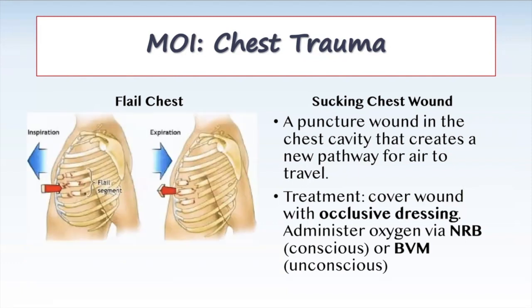A sucking chest wound is due to penetrative trauma that creates a hole in the chest cavity for air to travel into and out of. For a patient with a sucking chest wound, cover it with an occlusive dressing. Do not try to remove any objects that may be stuck in the wound. Once the wound is covered, administer oxygen with the NRB if they are conscious or BVM if they are unconscious. If dyspnea increases, remove the dressing momentarily only during exhalation. Here's a diagram of a sucking chest wound.